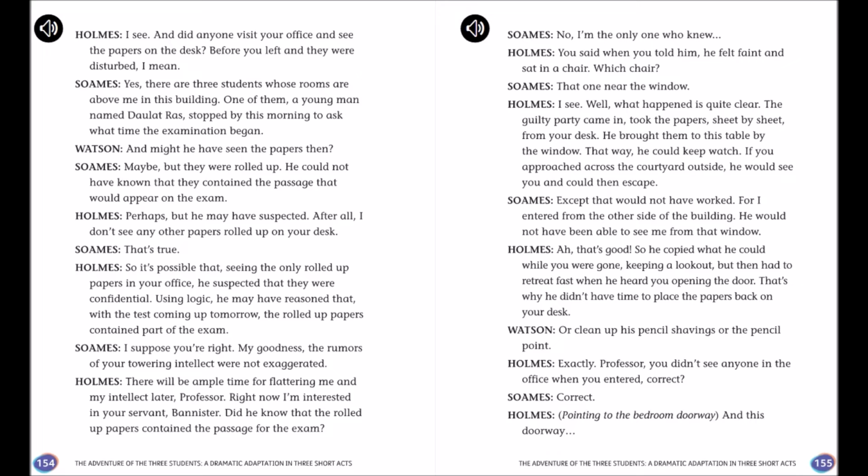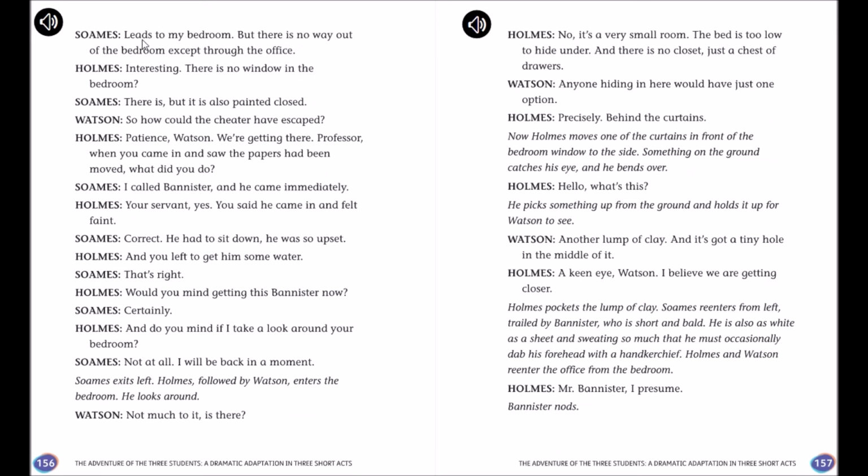And this doorway? Soames. Leads to my bedroom, but there is no way out of the bedroom except through the office. Holmes. Interesting. There is no window in the bedroom? Soames. There is, but it is also painted closed, meaning it can't be opened. Watson. So how could the cheater have escaped? Holmes. Patience, Watson. We're getting there.